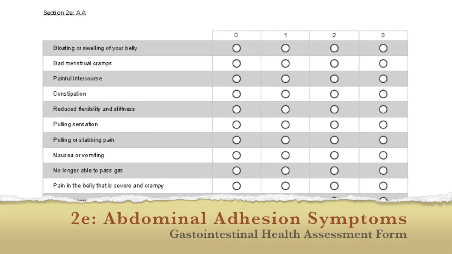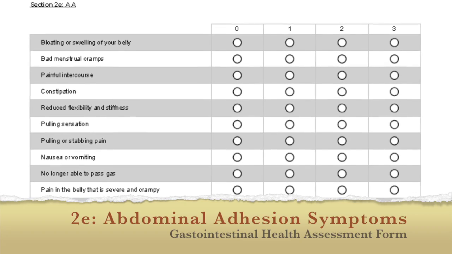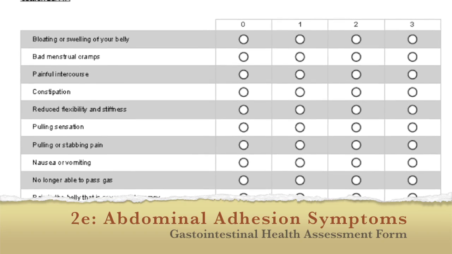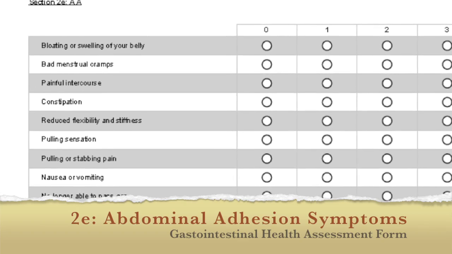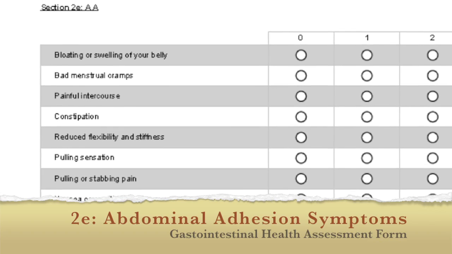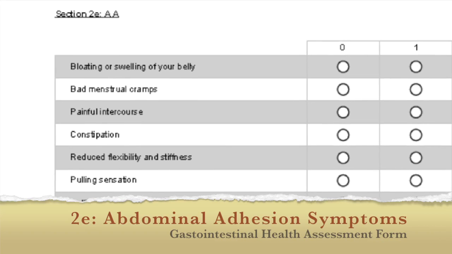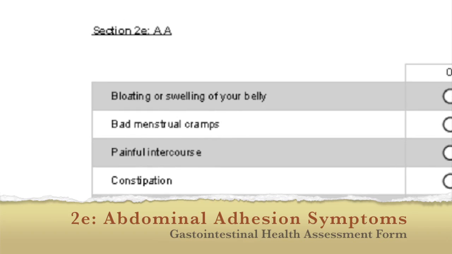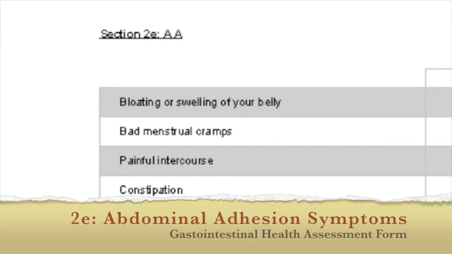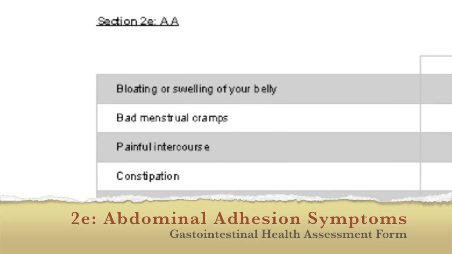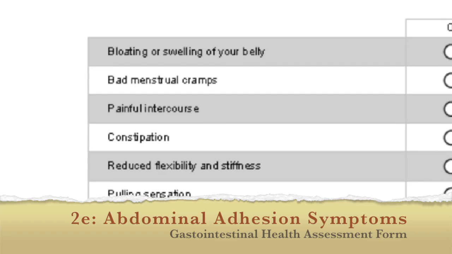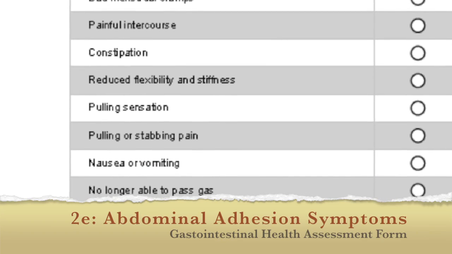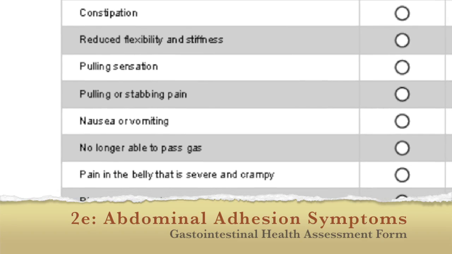In section 2E, abdominal adhesion symptomatology, we are looking for those symptoms most often associated with the formation of adhesions in the body. This is covered in the adhesion unit of the Mastering the Gut program. Adhesion symptoms are often overlooked, and these queries are those which are most often an indication that adhesions are present and contributing to the patient's condition.